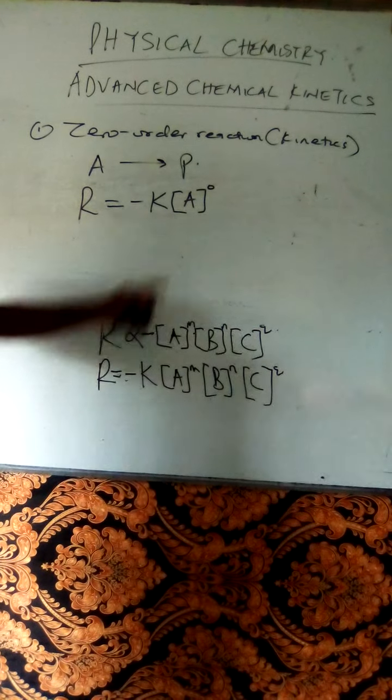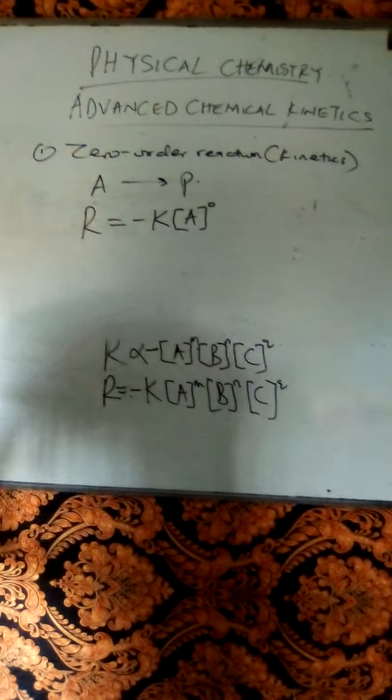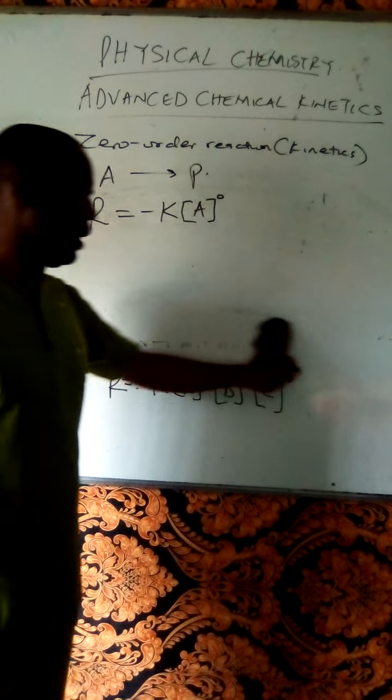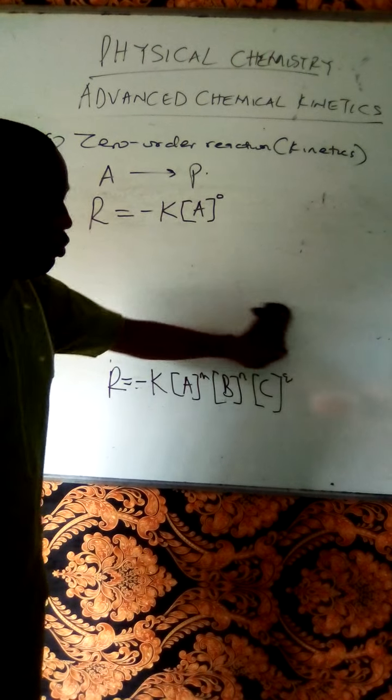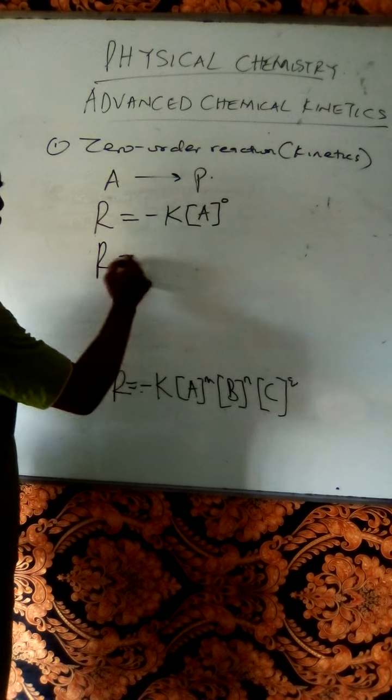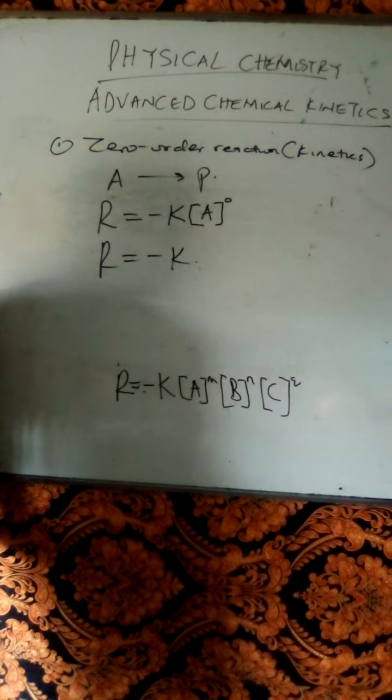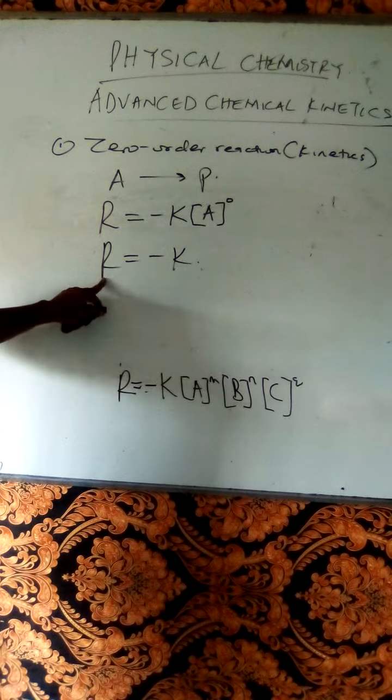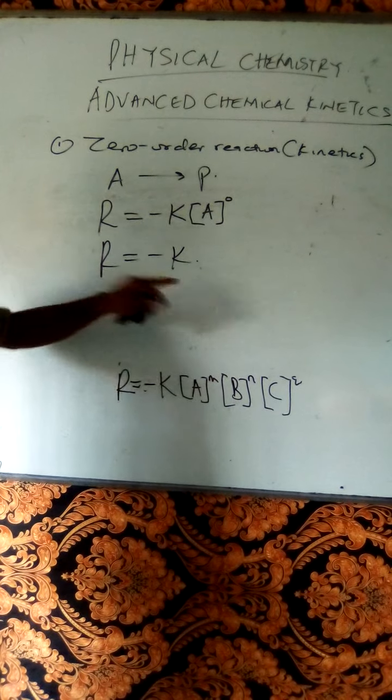The concentration is raised to power 0. That's why it's called zero order reaction. In mathematics, when a value is raised to power 0, it is equivalent to 1. That means that R becomes equal to K. So in zero order reaction, the rate of reaction and the rate constant are equal to each other.